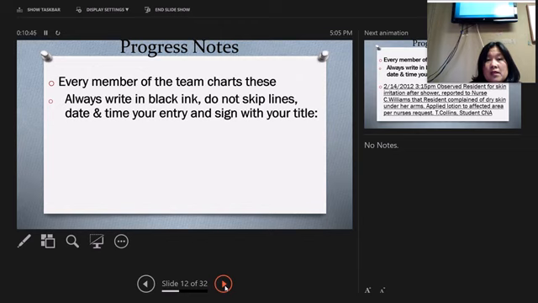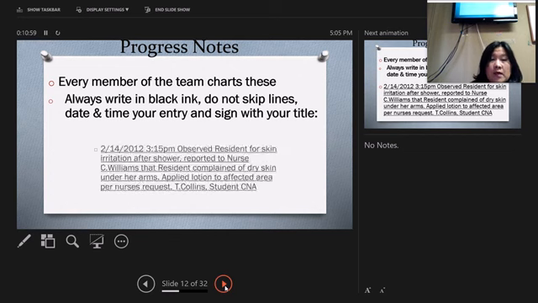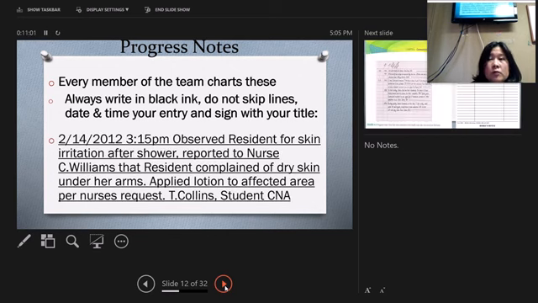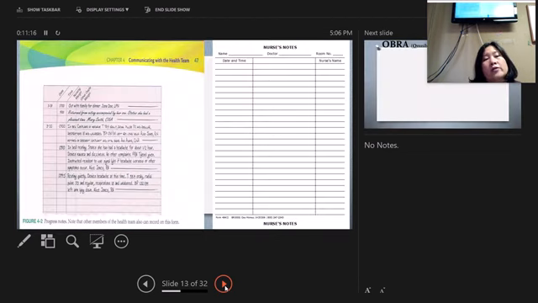Every member of the team charts progress notes in black ink. You don't skip lines. You date and time your entry. You sign your name and your title to it. So you don't mess with anybody else's charting, and you don't write all over the place. You use the next line, date it, time it, write your objective information, be brief and concise, and at the end of it, put your name and then comma CNA for your title.